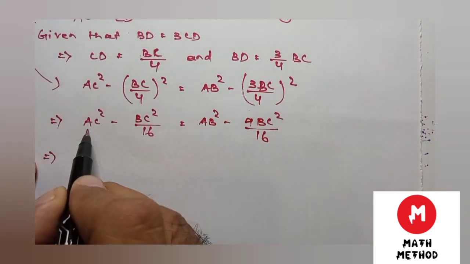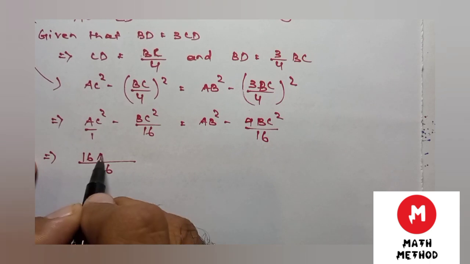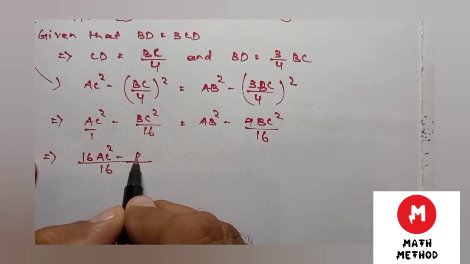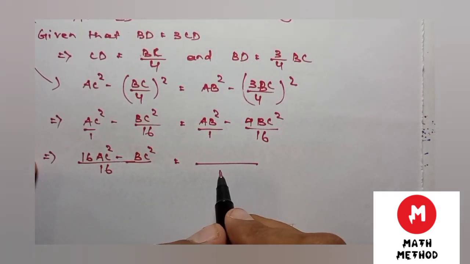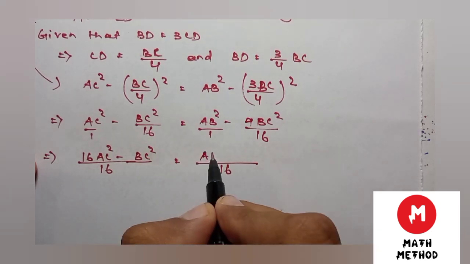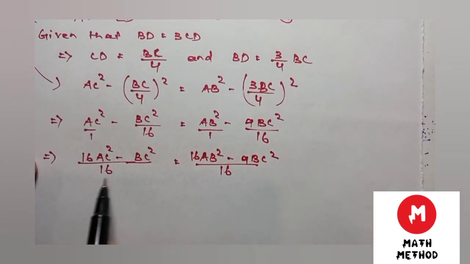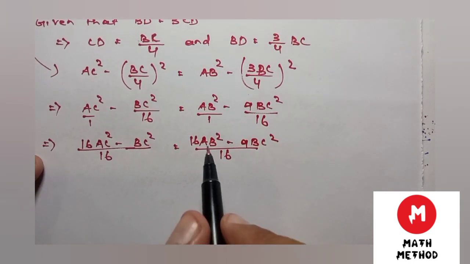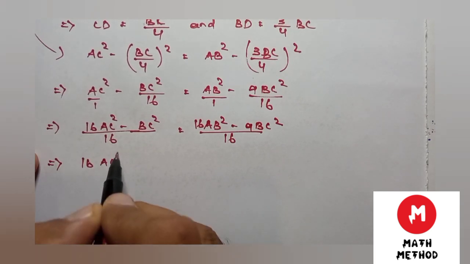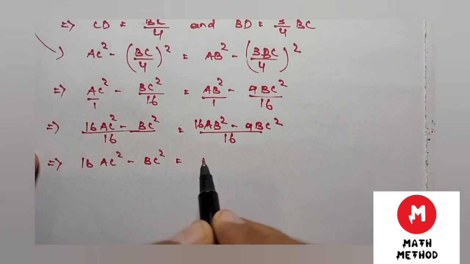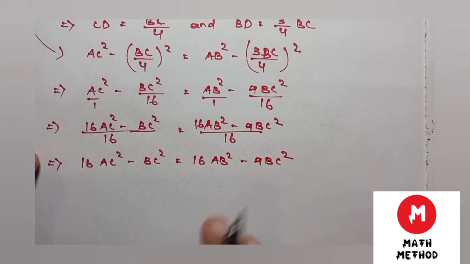Now this is our 1, this is our 16. LCM of 1 and 16 is 16, so this will be 16AC square minus BC square, which is equal to, again this is 1, and LCM of 1 and 16 is 16, so this is AB square times 16 minus 9BC square. Here both denominators have 16. Now we will eliminate both 16s, which will become 16AC square minus BC square equals 16AB square minus 9BC square. Clear?